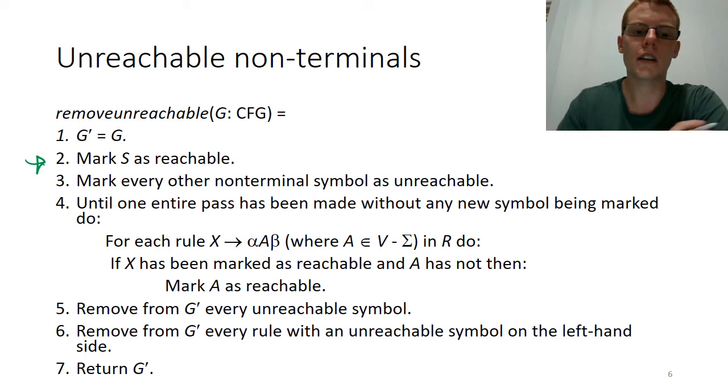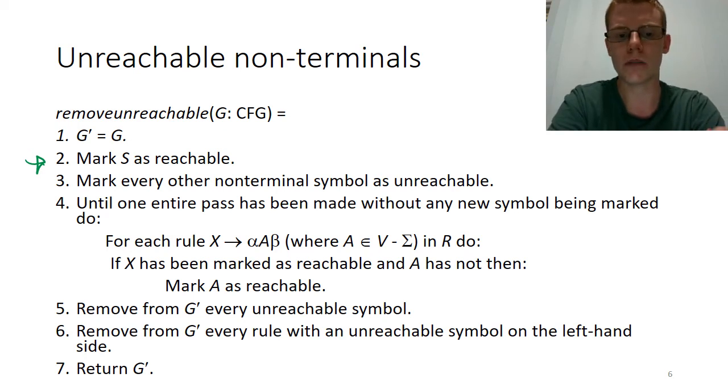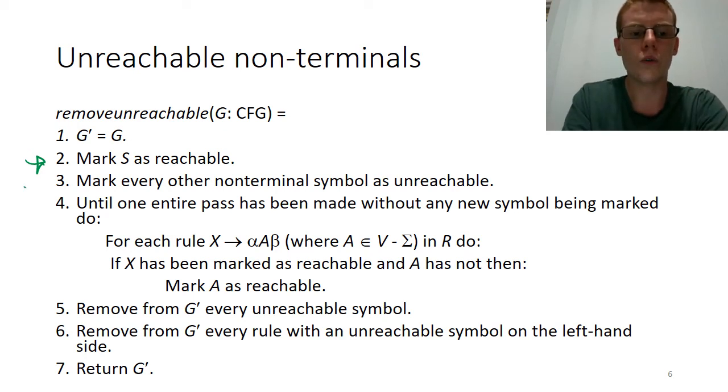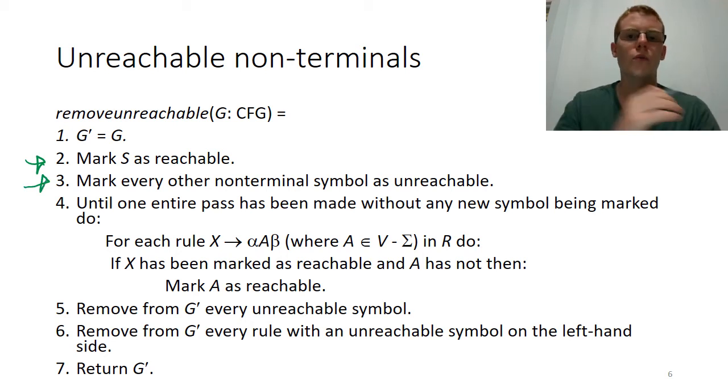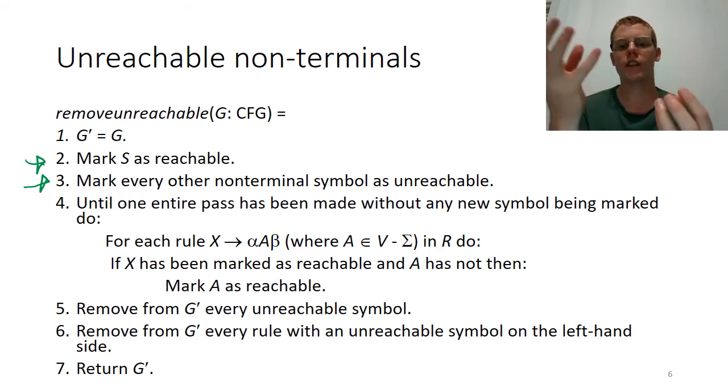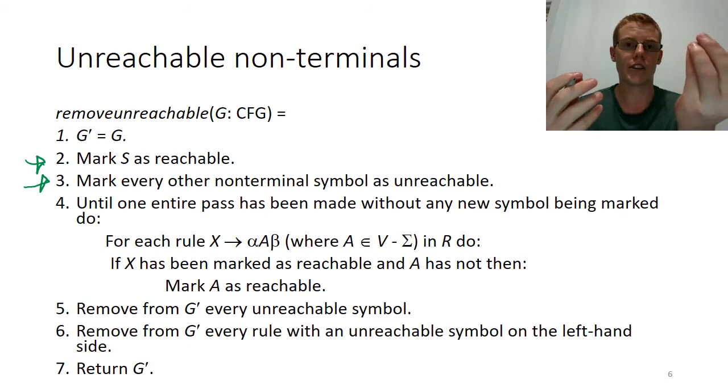So we mark the start non-terminal as reachable. We mark all the other non-terminals as unreachable for the moment. So, like before, we'll have these two sets: one of the things that might potentially still need to be removed, and then another set that we're gradually building up of the things that we clearly need to keep in the grammar.